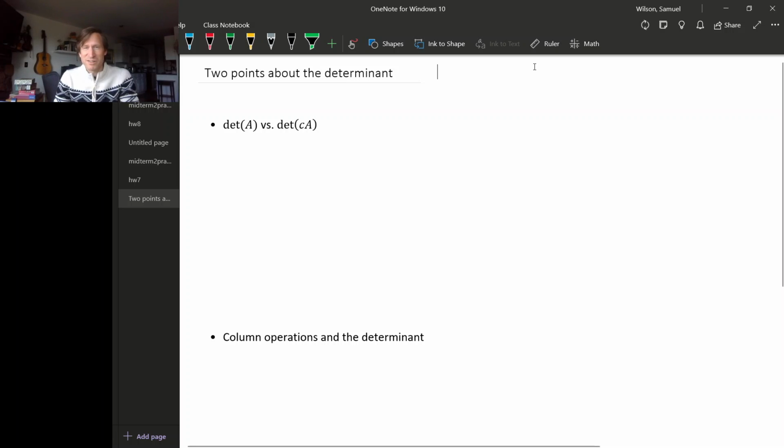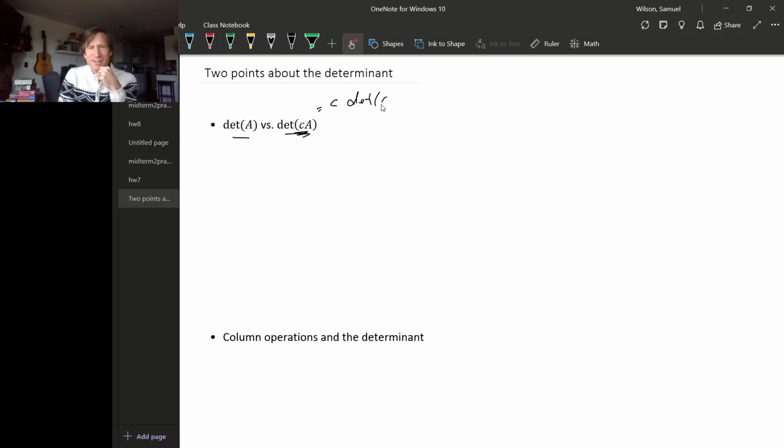Two last points about the determinant. One is comparing the determinant of a matrix to the determinant of a constant times a matrix. It's tempting to think, shouldn't you just be able to move the constant outside the determinant? And the answer is no. No, you cannot just do that.